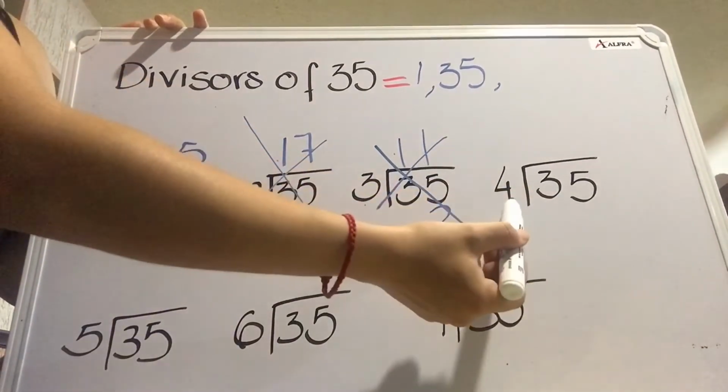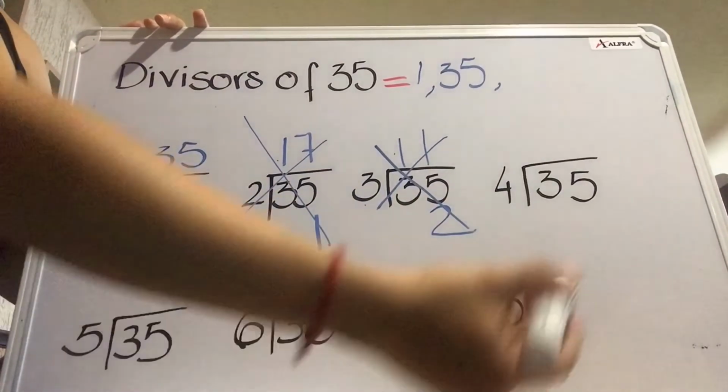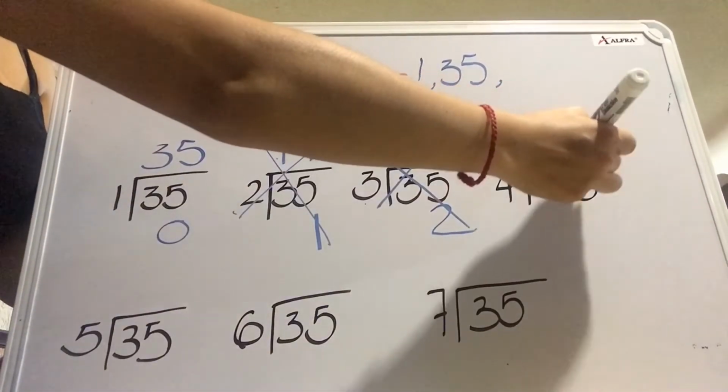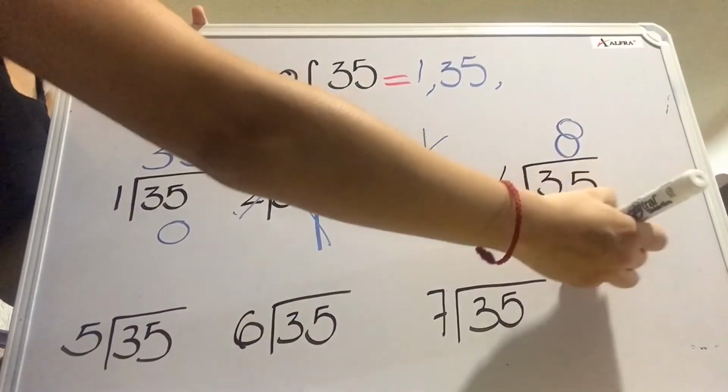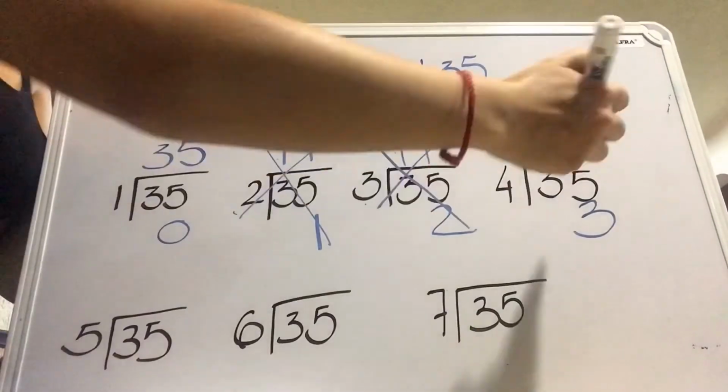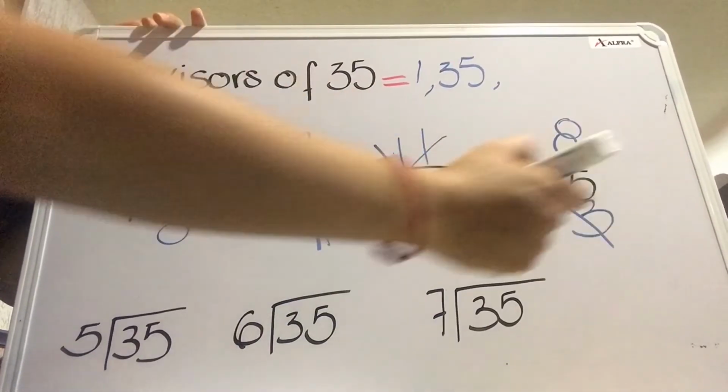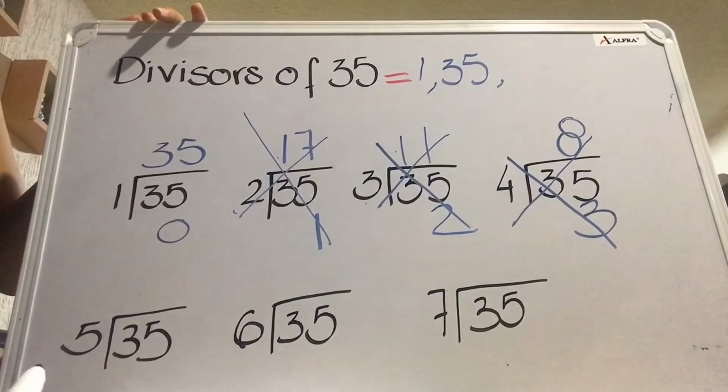35 divided by 4 equals 8, but I have 3 as a remainder. So 4 and 8 are not divisors of 35.